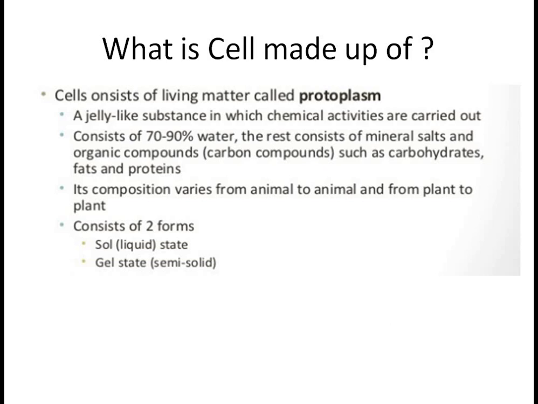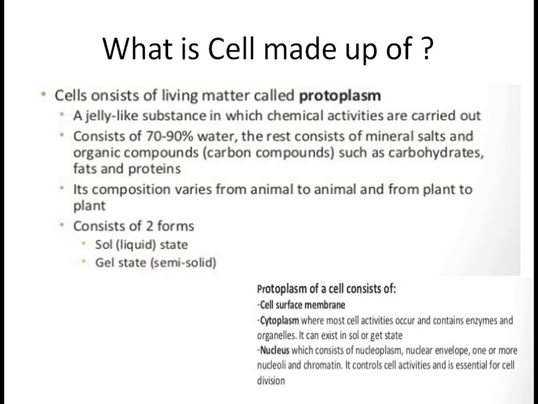Its composition varies from animal to animal and from plant to plant, depending upon their species or kind. But all these cells will contain two things. One protoplasm type is sol, which is in liquid state, while the other state or physical form of protoplasm is the gel state, which is a semi-solid kind of material.